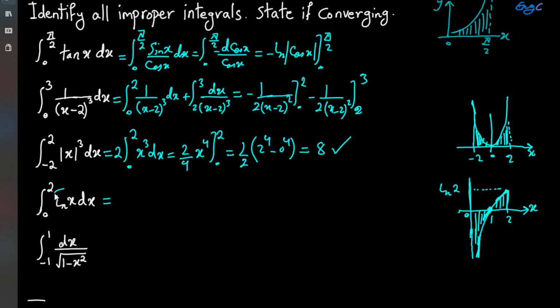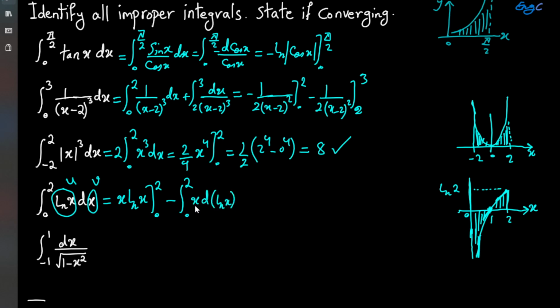For the computation of the integral, one of the fastest ways to deal with it is to think of ln x as u, a function u, and x is just our v, and we're going to use integration by parts. So I can rewrite this as x ln x, uv, from 0 to 2, minus the integral of v du. So integral 0 to 2, this time x d ln x.